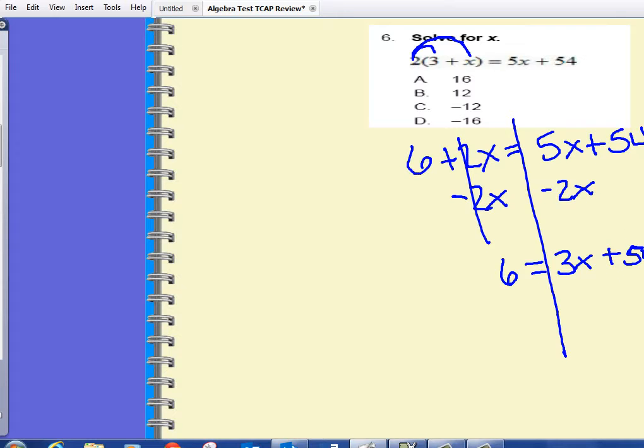So now what I can do is simply move the 54 back over in order to start getting x by itself now that the variables are combined together. So I have a plus 54, got to get to 0, inverse, minus 54, minus 54, cancels out on this side, and when you do 6 minus 54, you get a negative 48 equals 3x.